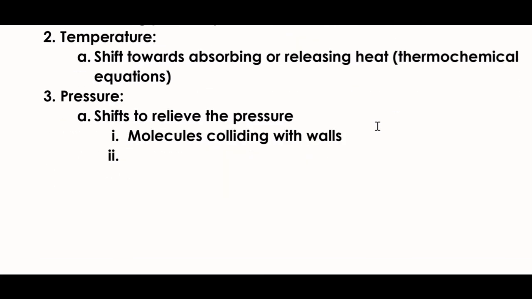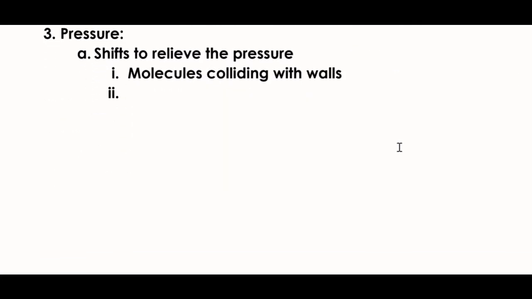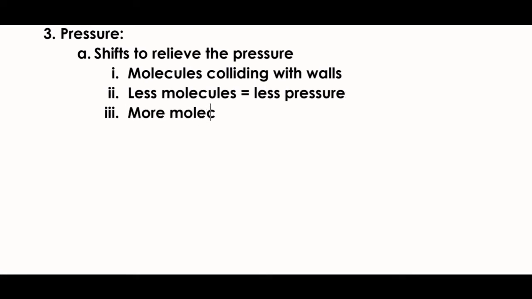So how can you relieve that stress? How can you make them not collide with walls? Basically, if there are fewer molecules on one of our reactant or product sides, that means there's going to be less pressure there. If there are more molecules, there's going to be more pressure. So we're going to have to look at the type of molecules present on each side of our reaction. All right, so let's look at some examples.